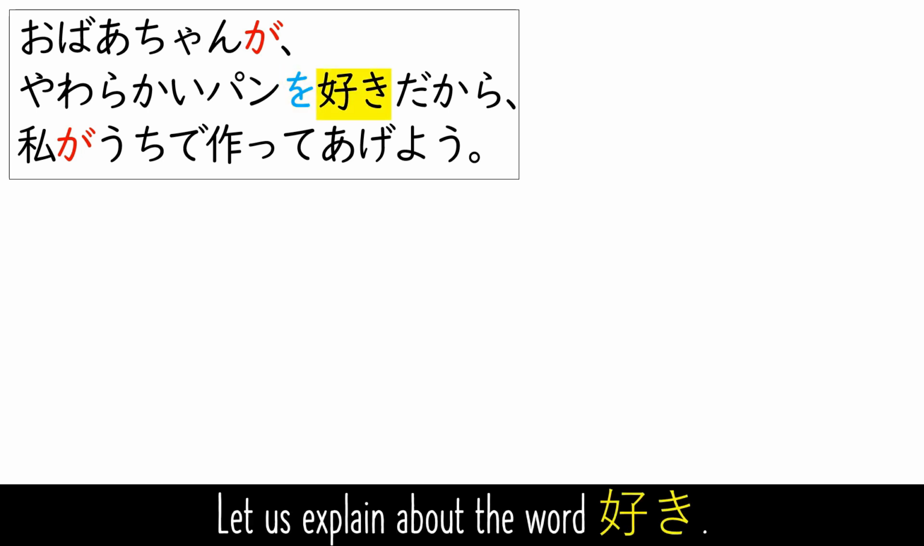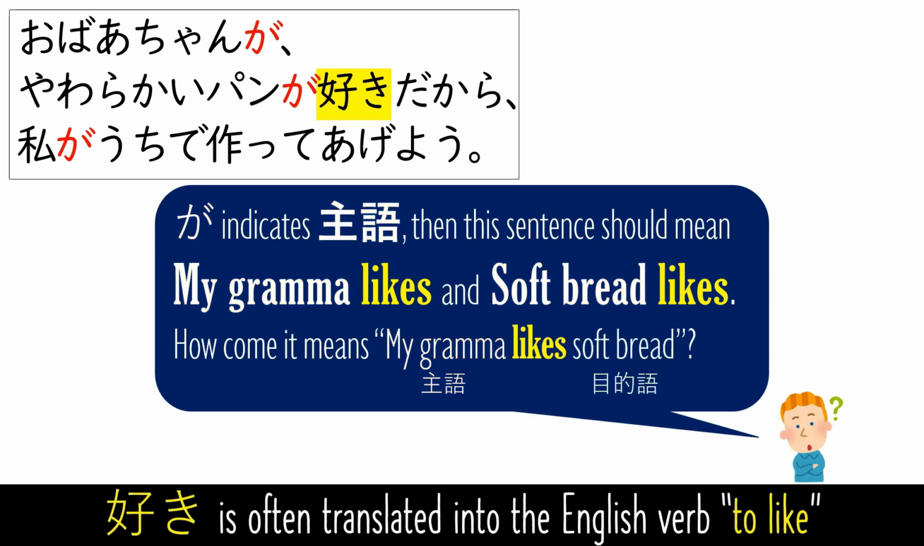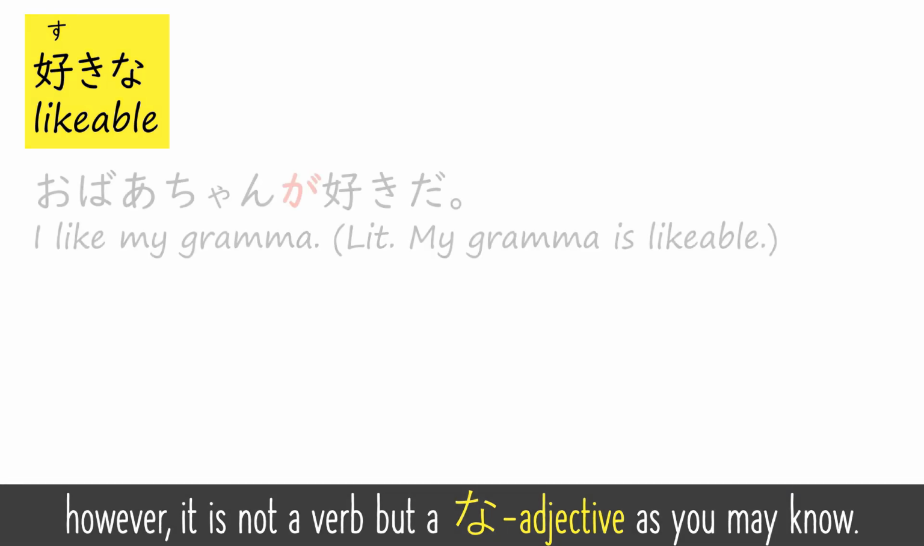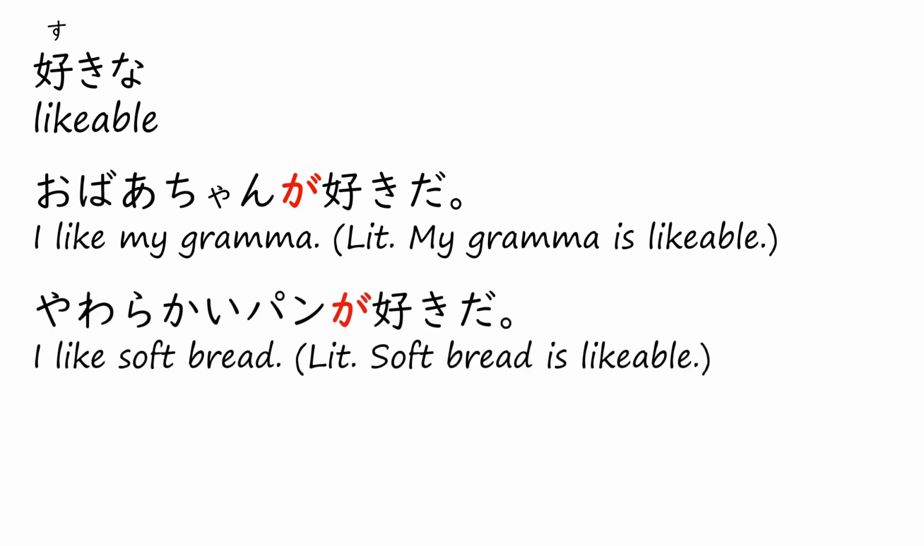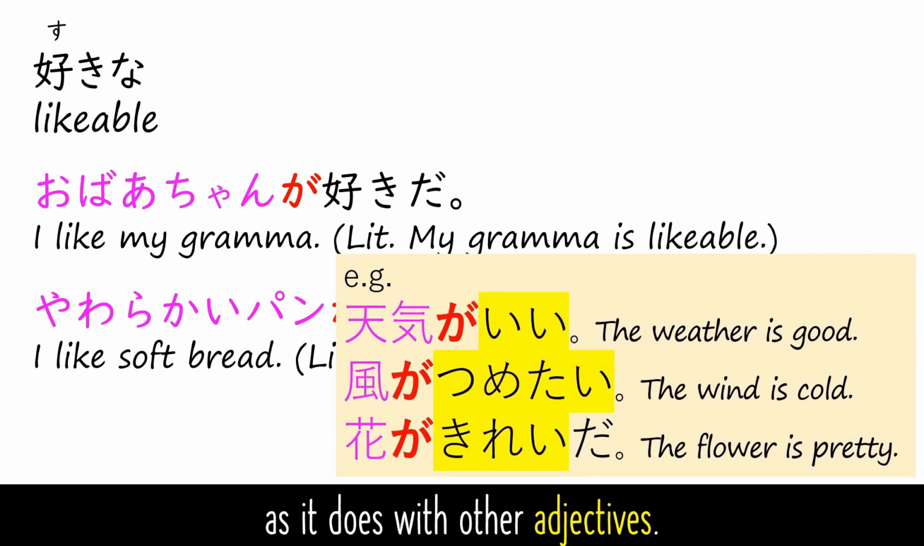Let us explain about the word 好き. Have you ever thought about this? 好き is often translated into the English verb to like. However, it is not a verb, but an adjective, as you may know. おばあちゃんが好きだ。柔らかいパンが好きだ。 Ga indicates 主語, as it does with other adjectives.